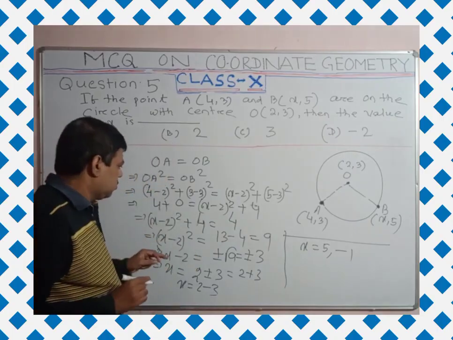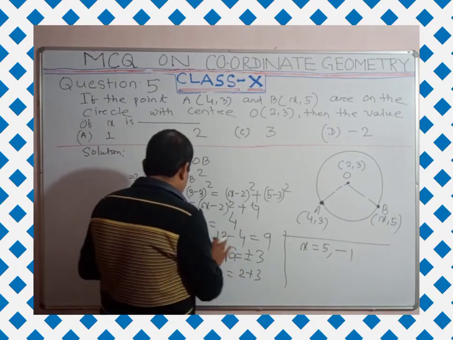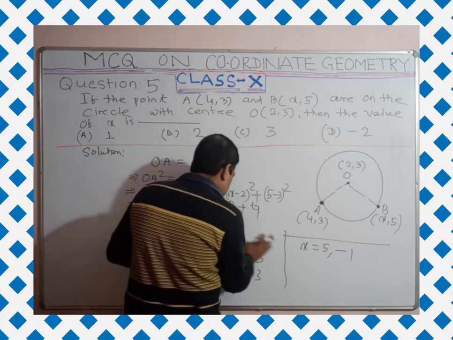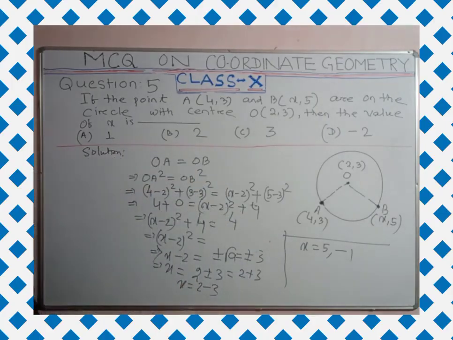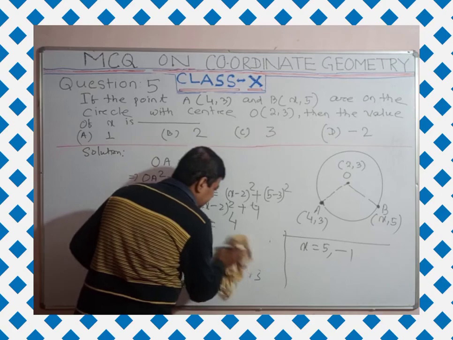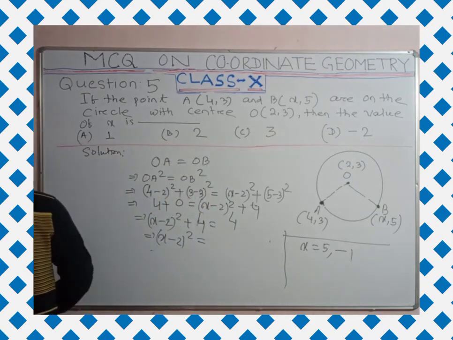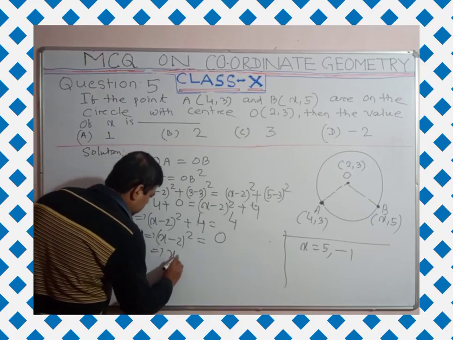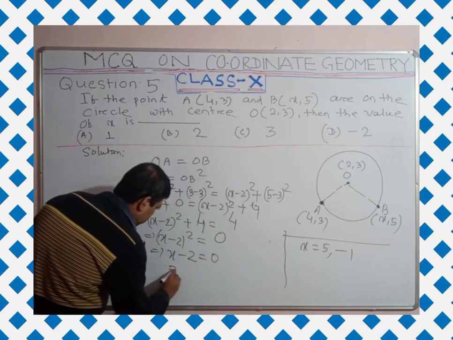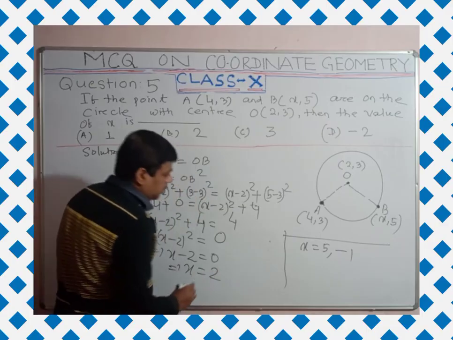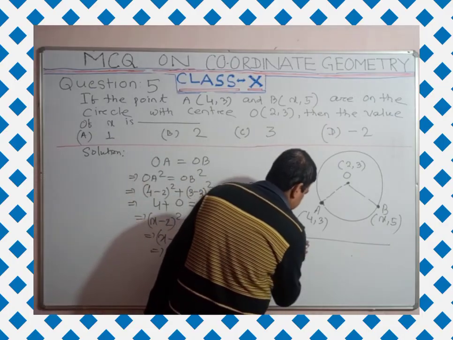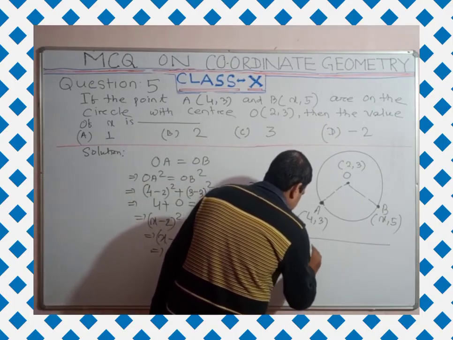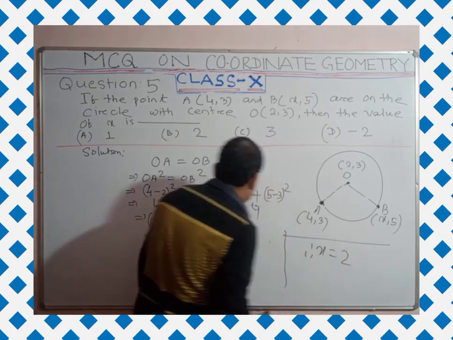So x minus 2 whole square is equal to how much? 4 minus 4 is 0. Let us rectify the mistake, students. So here x minus 2 whole square will be 4 minus 4, which is 0. So x minus 2 is equal to 0, so x is equal to 2. So 2 is the correct option here. Understand? Is it clear?